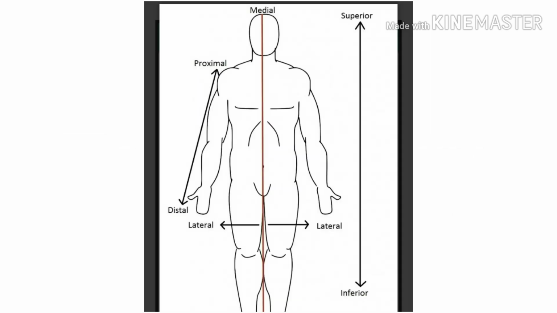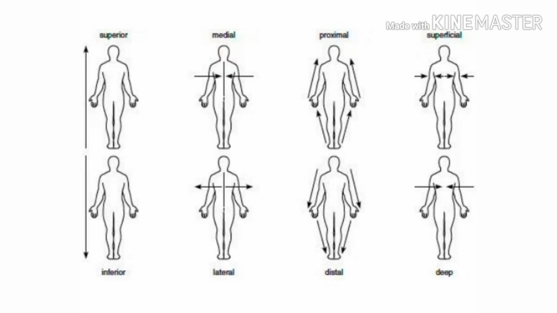Then we will read about terminologies used in anatomical position. Various terms are used to describe the relationship of parts of the body in the anatomical position. For example, the lung is superior to the diaphragm. If you do not know the meaning of superior, then how will you know the lung is situated above the diaphragm?